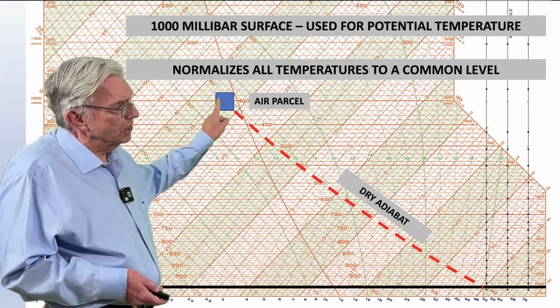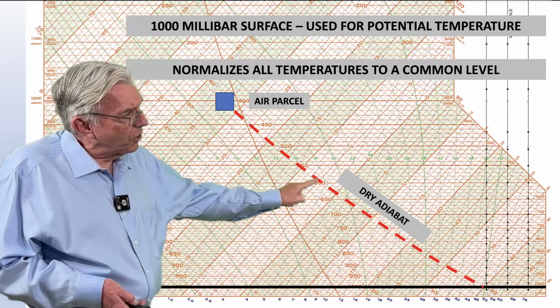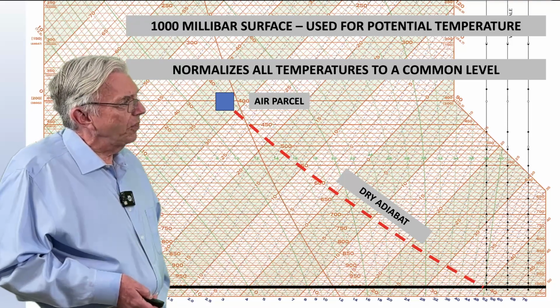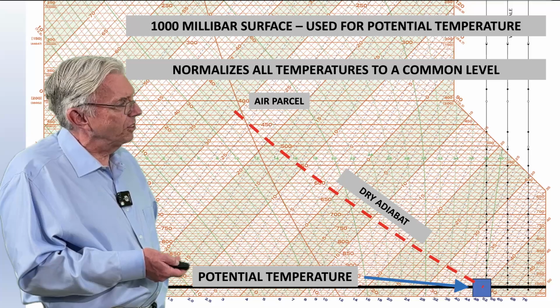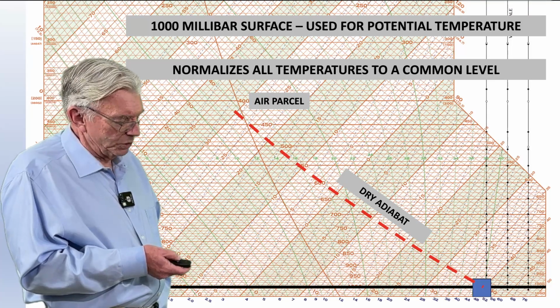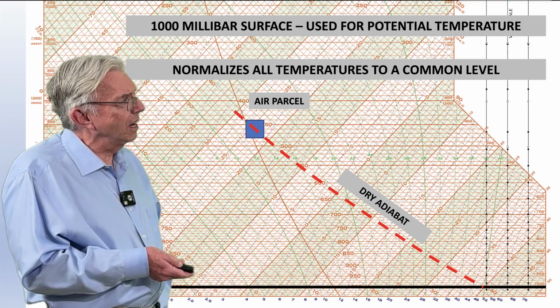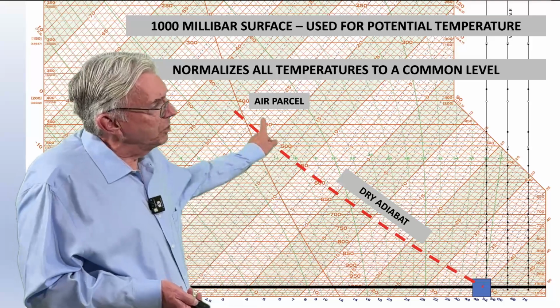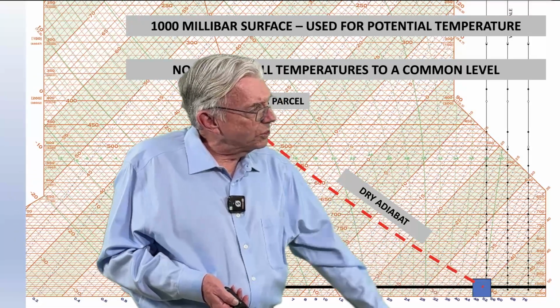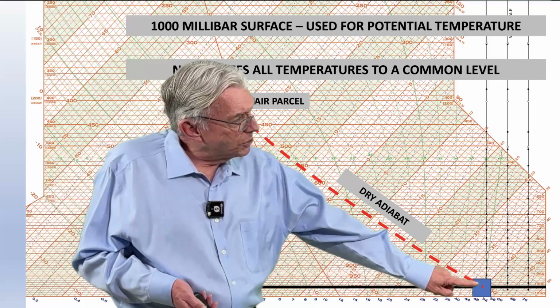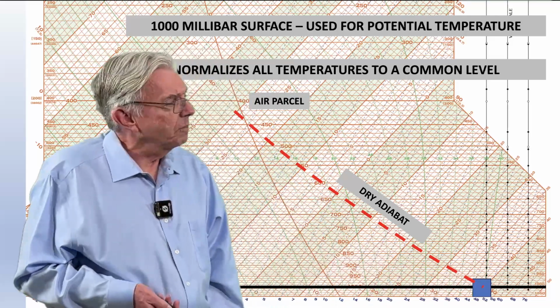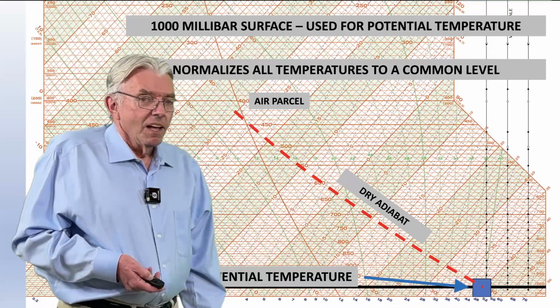So this parcel, if it moves down that dry adiabat to 1,000 millibars, I don't know why this is giving me fits here. Let's see. That was supposed to move. There we go. So it moves down the dry adiabat. When it gets to 1,000 millibars, that is the potential temperature, whatever that happens to be. It's pretty warm over there. Now that we know what that is, let's move on and discuss a few other points here.